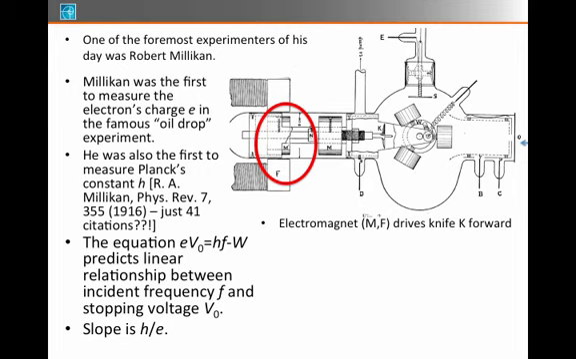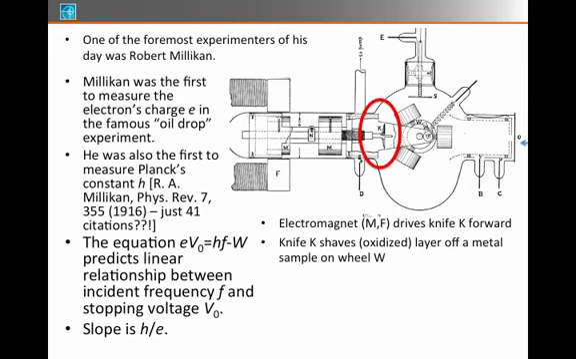In this experiment, which takes place entirely inside of a vacuum chamber, an electromagnet, denoted by the letters M and F in this apparatus, drives a knife edge forward, and the knife edge is denoted by K. That K is used to shave a metal layer off of the metal samples that are mounted on a wheel W. Those metal samples oxidize when they're in ordinary air, but once in the vacuum, Millikan used this knife edge K to start shaving bits of the surface off so you'd have a nice, clean, pristine sample.